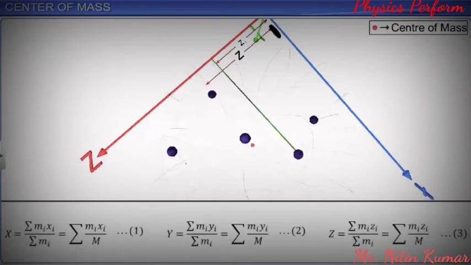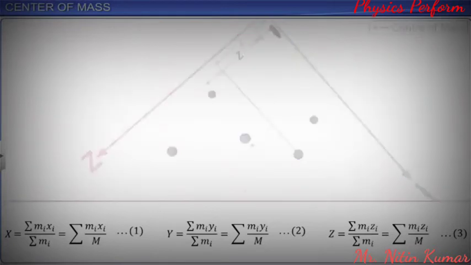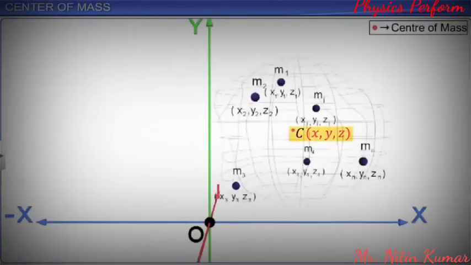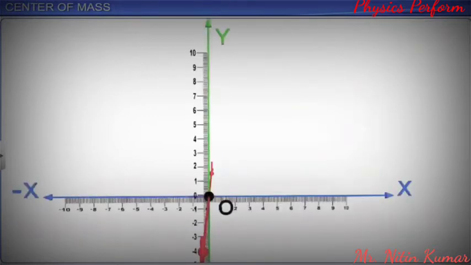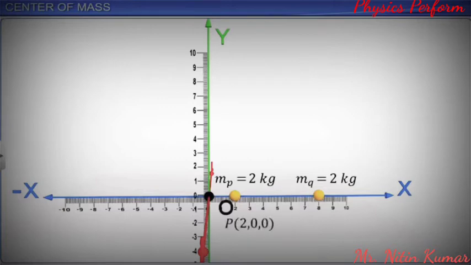The location of the center of mass of a system of particles depends on the locations of constituent particles and their masses. For example, consider two identical particles, each of mass 2 kg, located at points P(2, 0, 0) and Q(8, 0, 0). Since both particles are along the x-axis, even their center of mass lies on the x-axis.